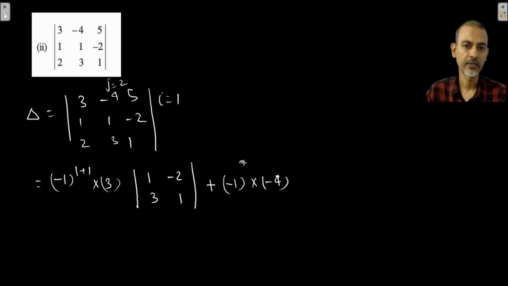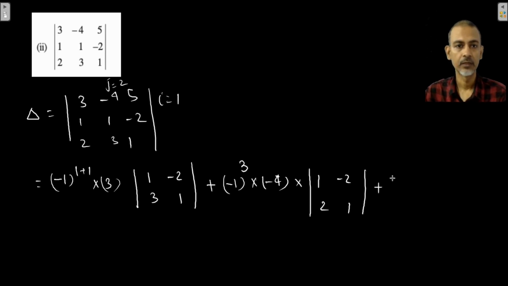So either way, you can just write minus 1 to the power 3 as well, into minus 4, and then what will be the determinant for you? It will be 1, minus 2, and then 2 and 1, right? And the third thing will be 5, and here this is going to be minus 1 to the power even. I'll just write into, what will be my determinant? It will be 1, 1, 2, 3, right?